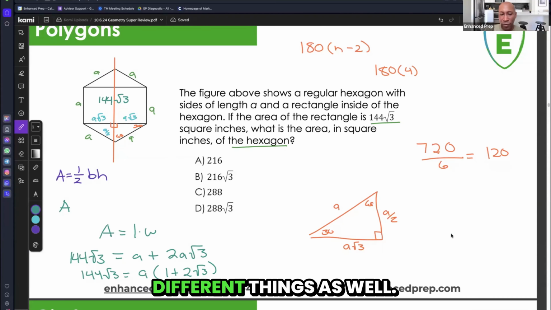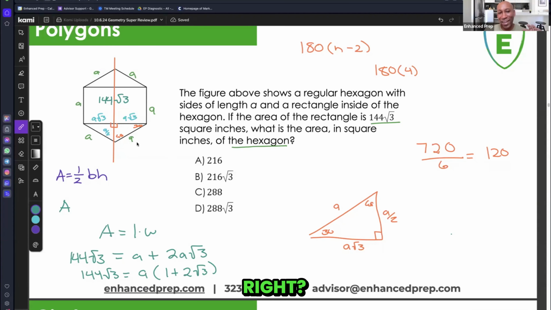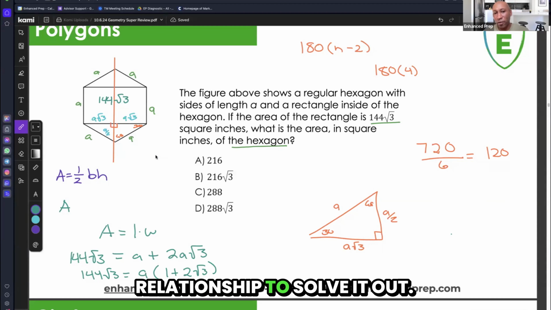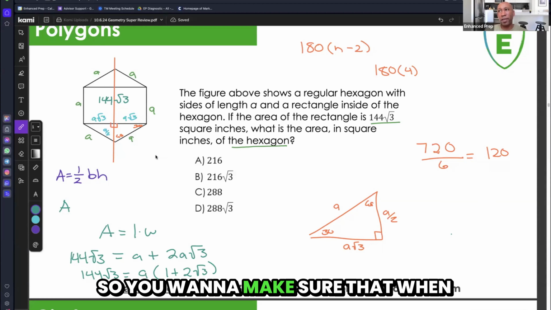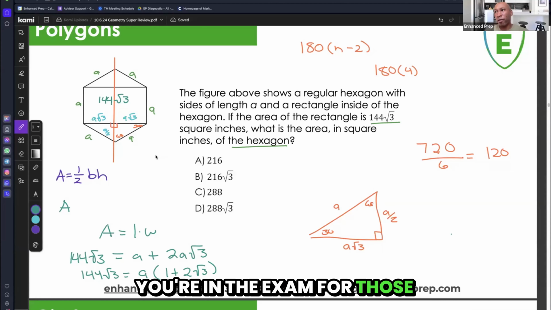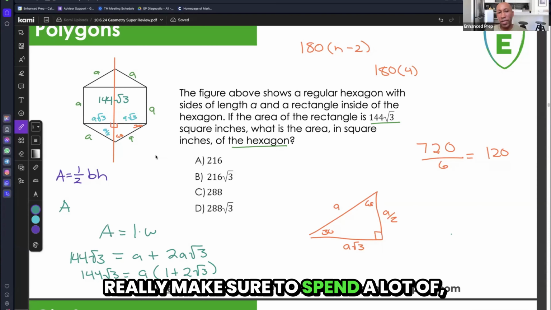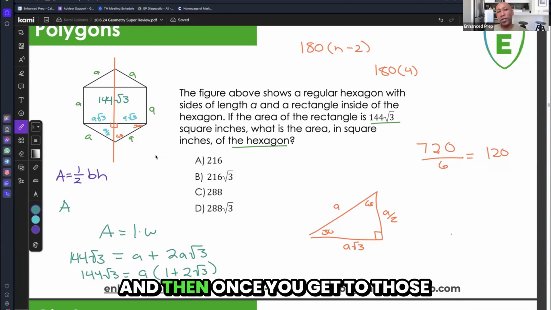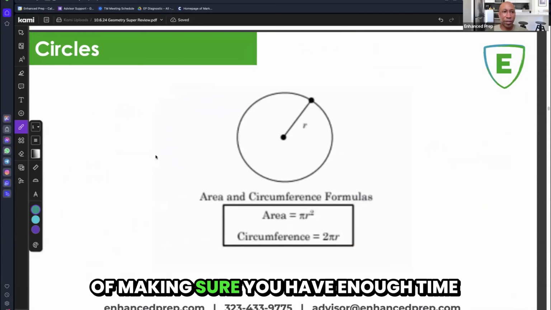Sometimes you're going to have to draw different things as well. Even with you talking about that vertical line, it changed things around a little bit, because now it's the 30-60-90 type of triangle, and we can use that type of relationship to solve it. But again, there are going to be some problems that are a little bit more challenging. So when you're in the exam, for those earlier questions, make sure to spend time to get those ones answered correctly. Then once you get to those later questions, you're going to need a little bit of extra time. So it's that process of making sure you have enough time for those.